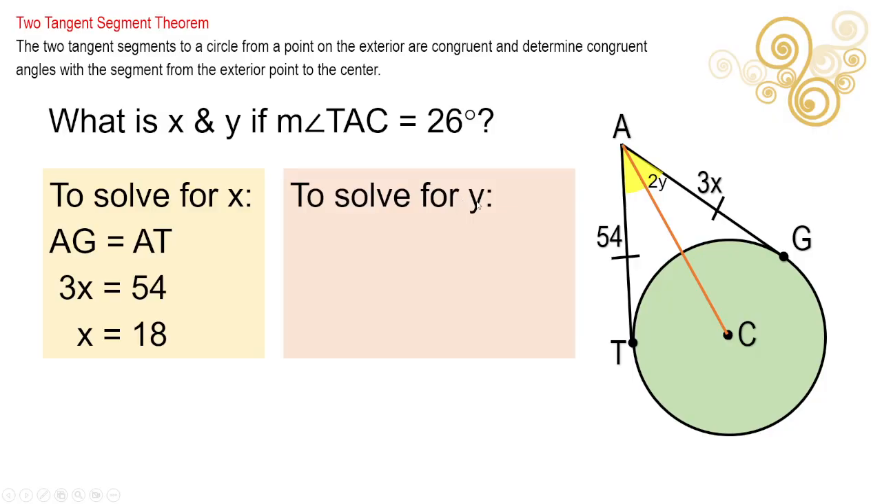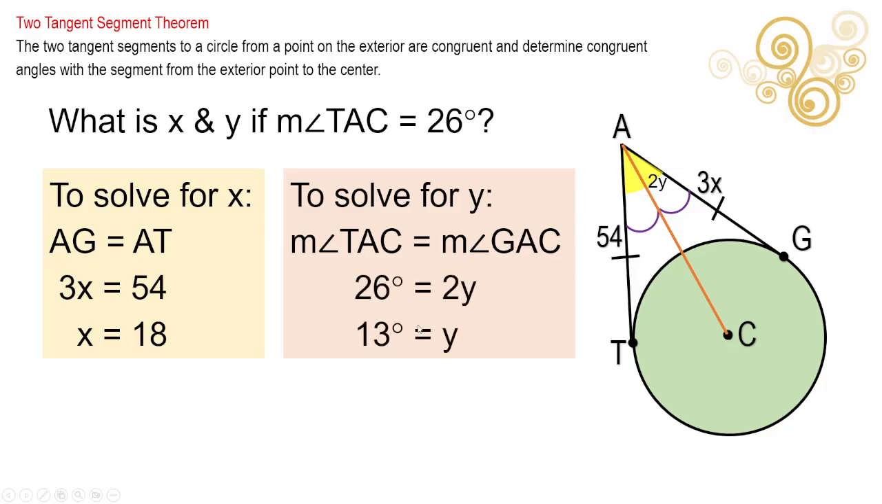Now let's proceed with solving for y. So we have here 2y and the other is actually 26. According to the theorem, the two angles are congruent. So we have the measure of TAC equal to the measure of GAC. Substitute, divide by 2, we get 13 degrees. Again, we can confirm, we can review. 2 times 13, yes, that's 26, equal to the other one, which is also 26 according to the given. Okay, very good, class. That's it. Do you have any question? Of course, there is no comment part here, but I believe you can always ask me online or in any way possible. So let's move forward to the second theorem.